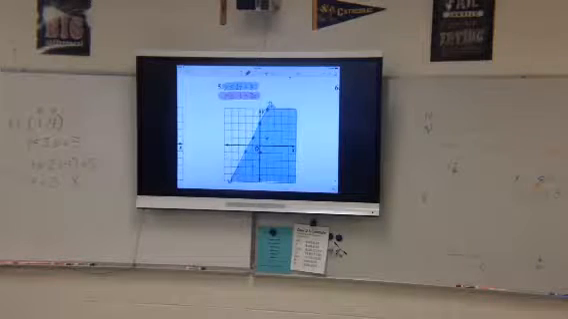Okay, solid or dotted, Maja? Solid. Good, solid line. Make that a little straighter. Okay, and then shading. Y is greater. So Toby, where do we shade here? Above. Good, so we're gonna go up.